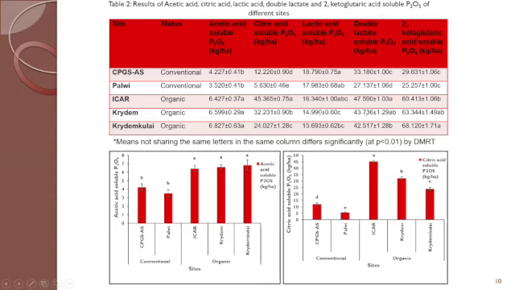Among all the other extractants, the 2 ketoglutaric acid represented an enormous volume of potentially available phosphorus in organic soils as compared to the conventionally managed soils. In fact, this particular pool is the highest extractable phosphorus pool when all other extractants are compared.